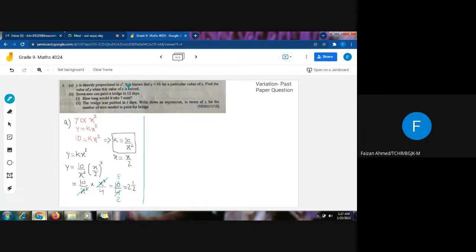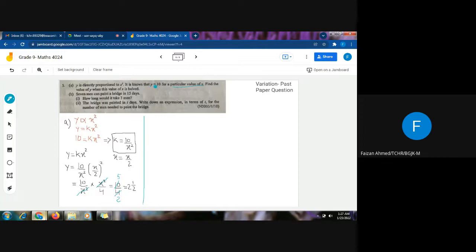And it is known that y is equals to 10 for a particular value of x. So the question is not giving us the two values. The value of y is given 10, but the value of x is not given, so we will not be able to find the value of k in this question. So what we did, we will just use this value y is equals to 10 and we'll form another equation of k. And what is that equation?